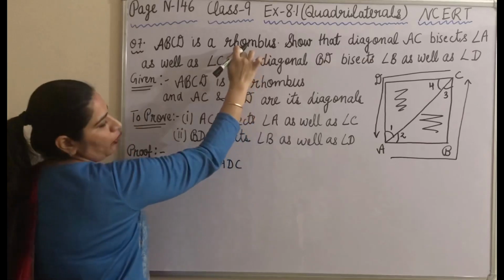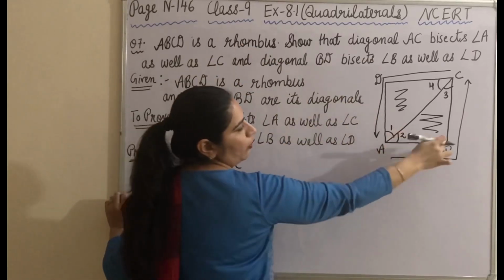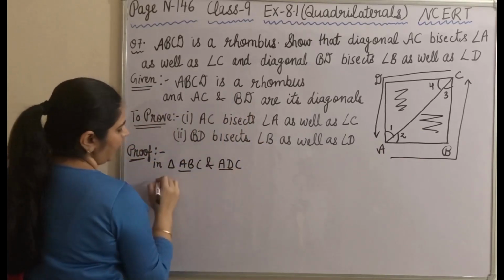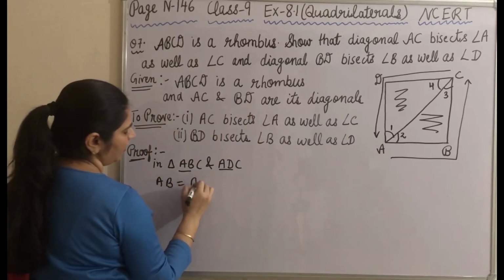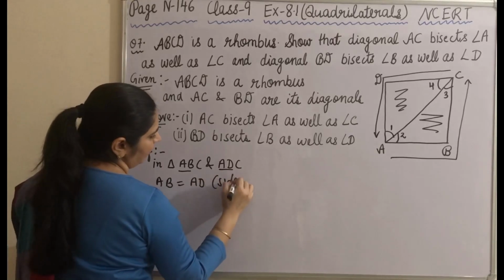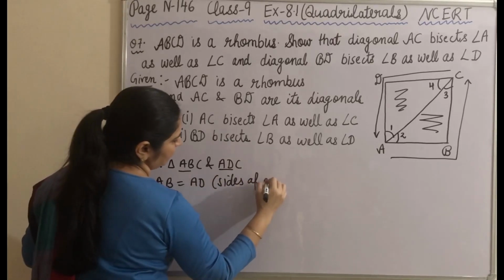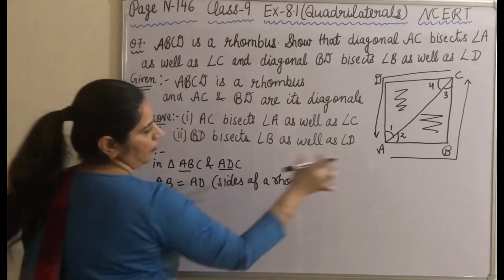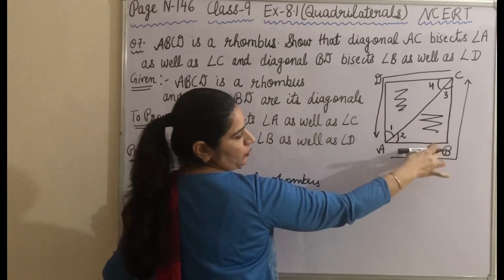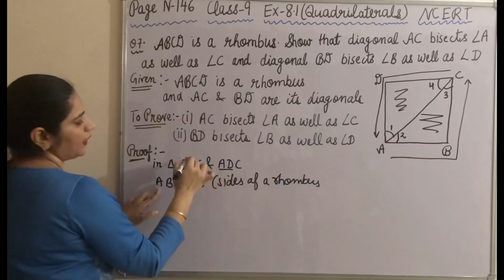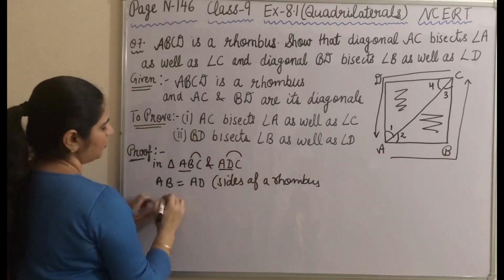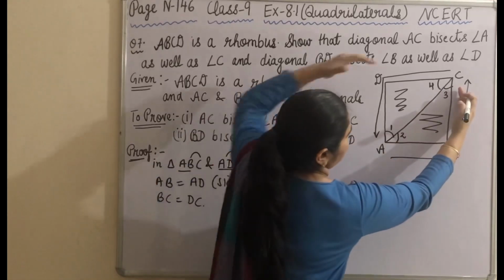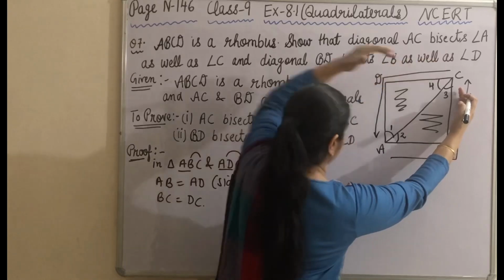As we know, it is a rhombus. When it is a rhombus, all the sides of a rhombus are equal. So we can write here AB is equal to AD, sides of a rhombus. These two sides we have taken. Second condition, we can take BC is equal to DC. Again the sides of a rhombus are equal.